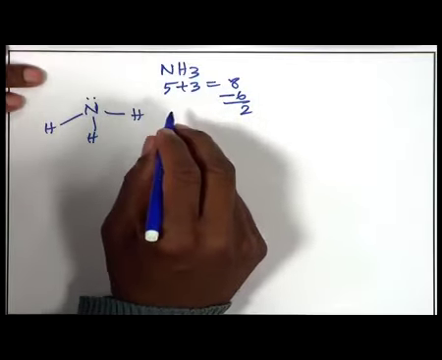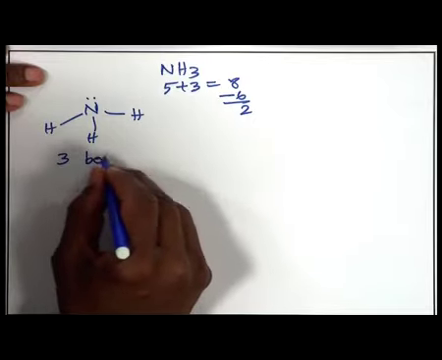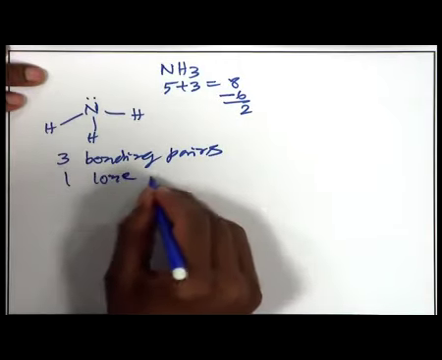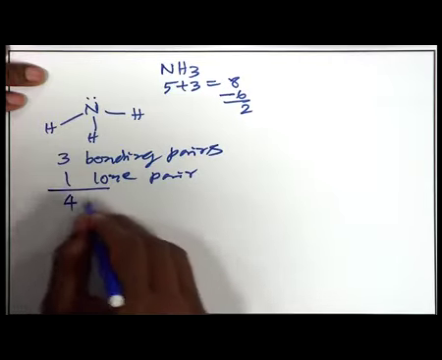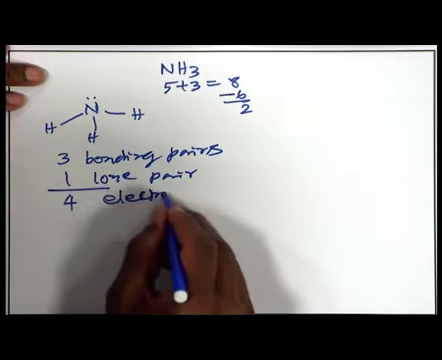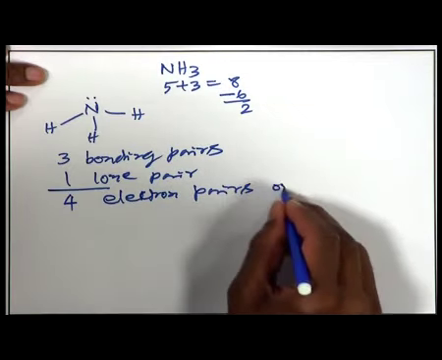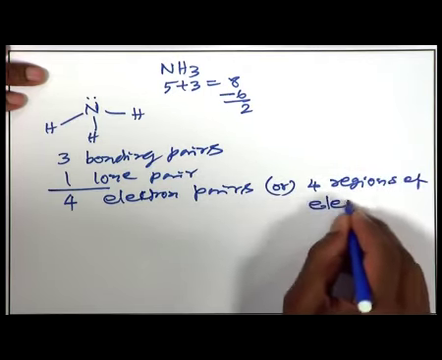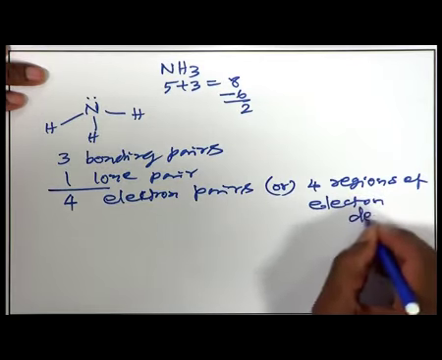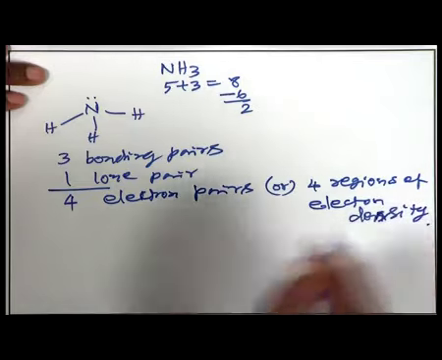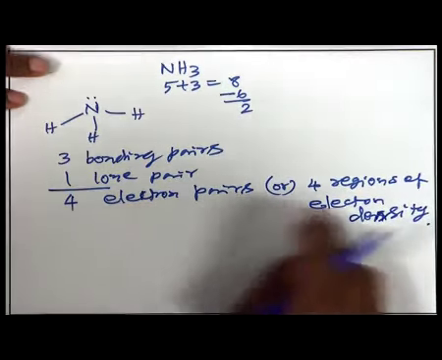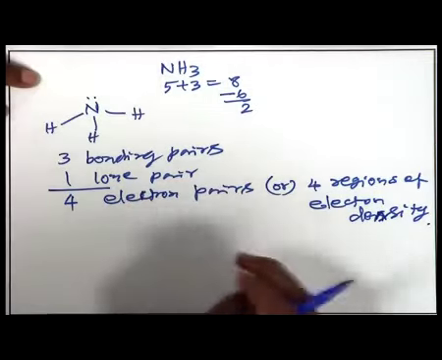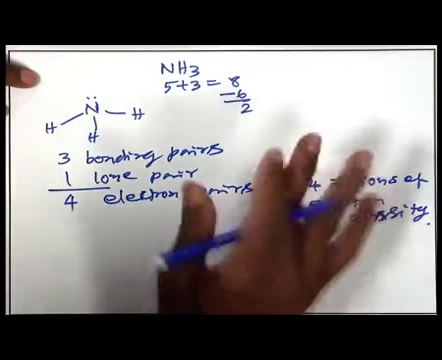Now how many pairs of electrons are there? It has 3 bonding pairs and 1 lone pair, so in total 4 electron pairs or 4 regions of electron density. So how do we arrange the four regions of electron density? As we have just seen, for 4 pairs of electrons, the best arrangement is tetrahedral. That we saw.